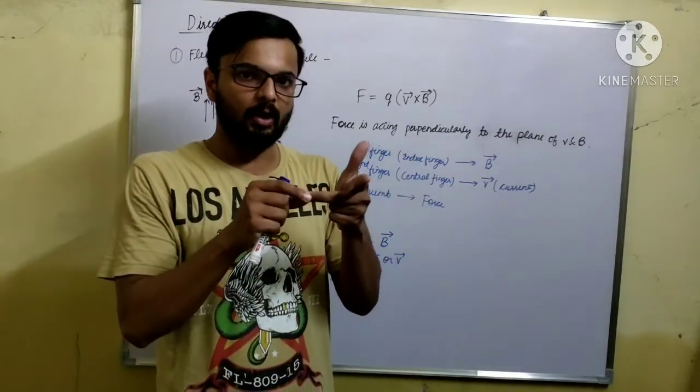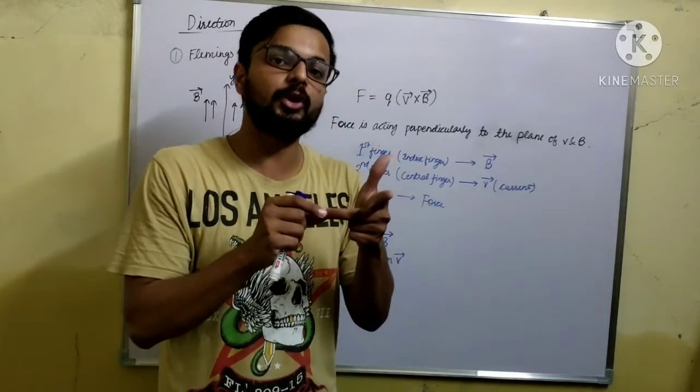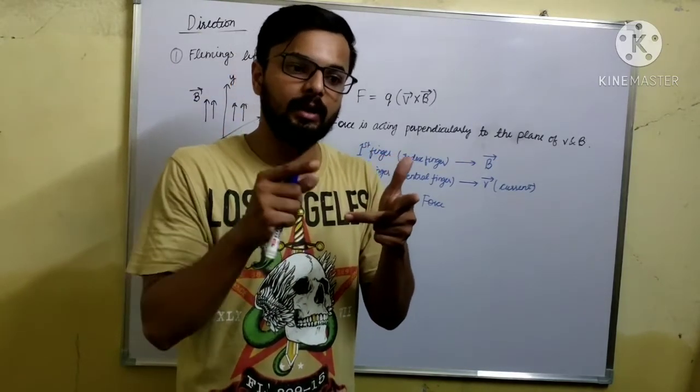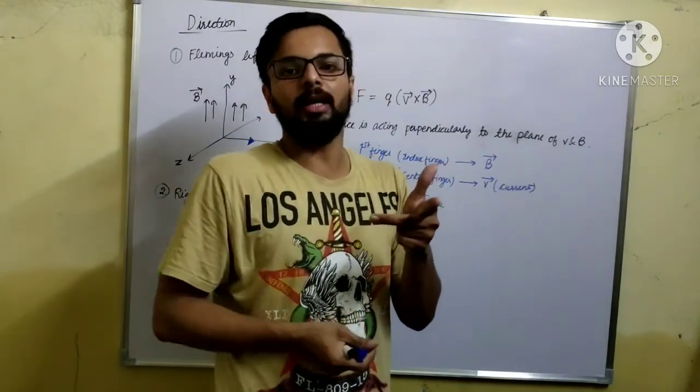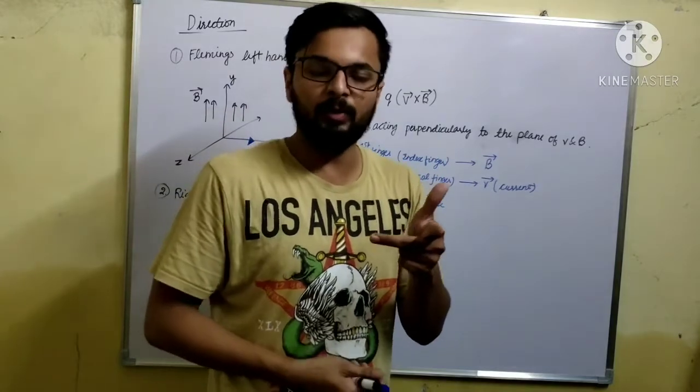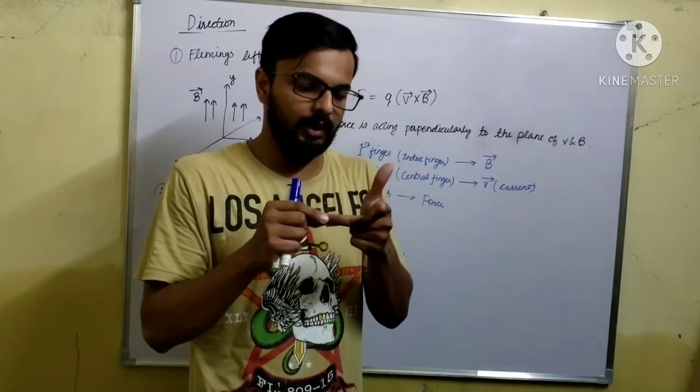This central finger or the second finger will show the direction of motion of charge, okay, in which direction the charge is moving. And you know that when the charge moves, it will produce current, okay. So this will be the direction of current.